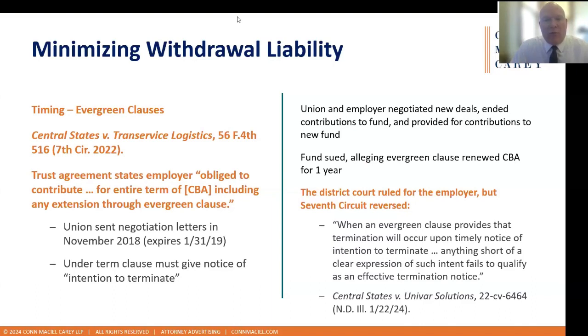The district court ruled for the employer, but the Seventh Circuit reversed and said, I threw that quote in there so you can see, when an evergreen clause provides that termination will occur upon timely notice of intention to terminate, anything short of a clear expression of such intent, that is an intention to terminate, fails to qualify as an effective termination notice. So guess what?